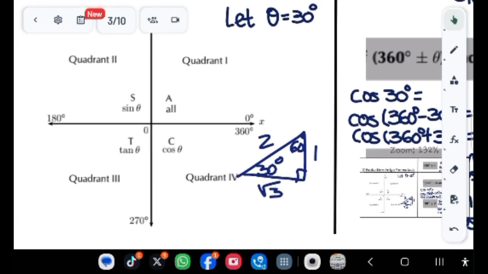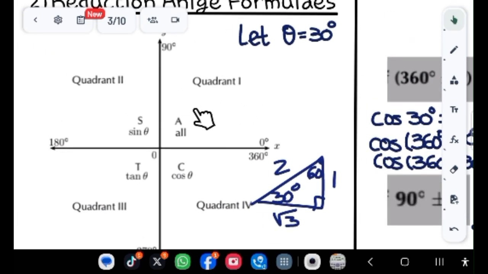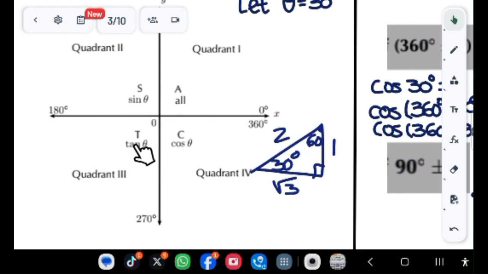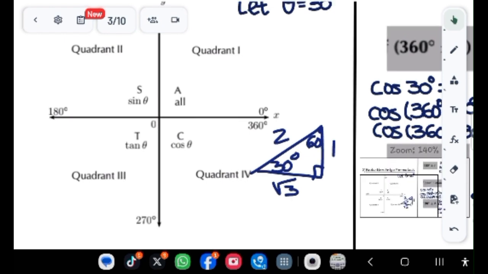Now in the first quadrant, according to the CAST diagram, everything is positive. That's what the A stands for. All trigonometric ratios are positive here. In the second quadrant, only sine and its reciprocal are positive, and you should know what the reciprocal of sine is by now. If you don't, please go back to video number 1 to find that in a bit more detail than in this video. In quadrant 3, you've got tan and its reciprocal that are positive. Everything else is negative. And then in the fourth quadrant, you've got the cos and its reciprocal positive, and everything else negative.